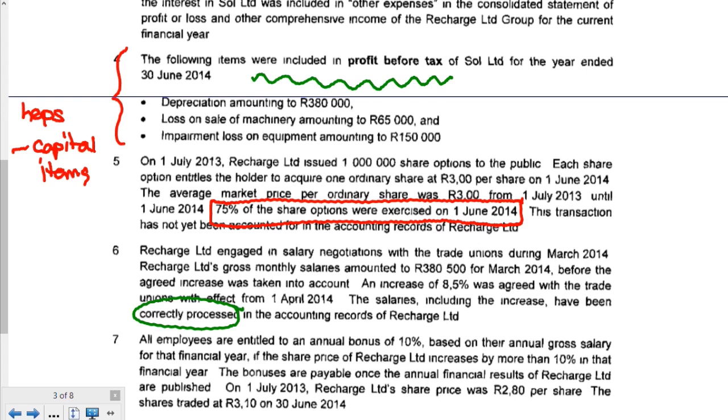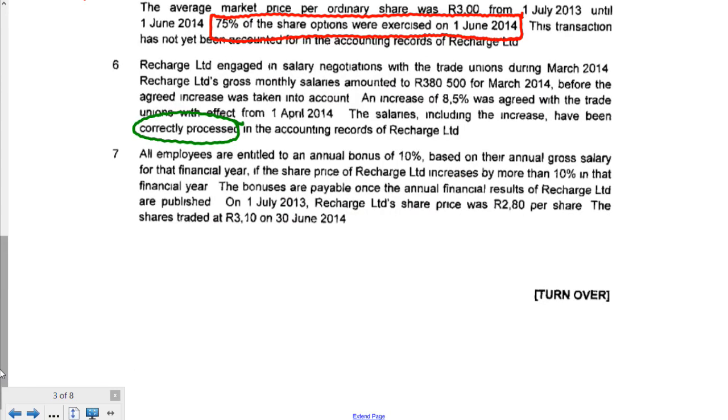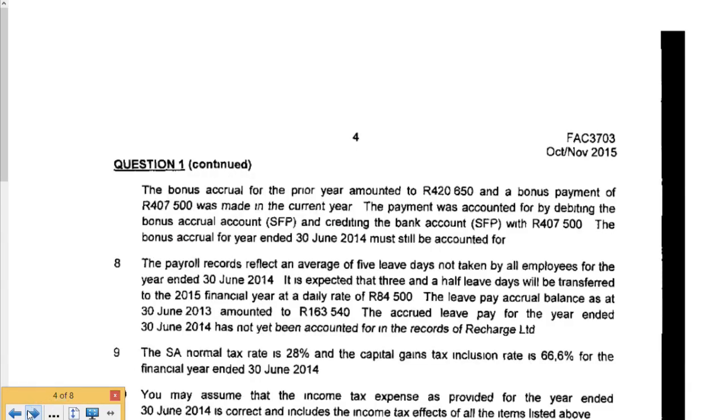All employees are entitled to an annual bonus based on gross salary for the financial year if the share price increases by more than 10% that year. The bonuses are payable once the financial results are published. The share price was R2.80. The shares traded at R3.10 to June. I'm sure they're going to say something about the fact that it hasn't yet been accounted for.